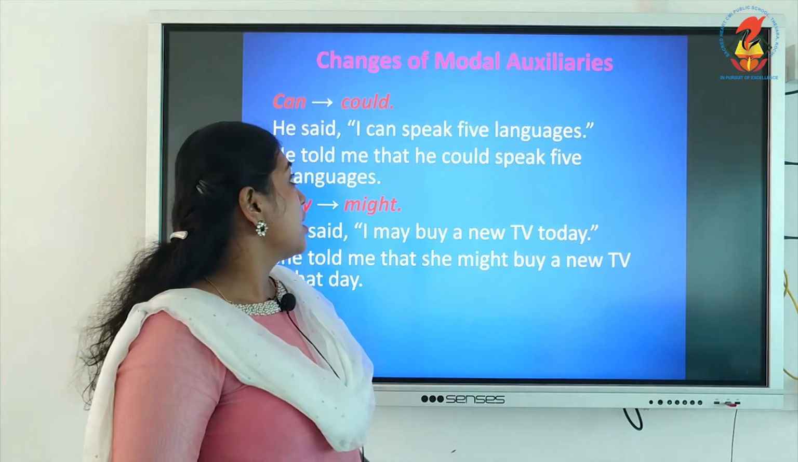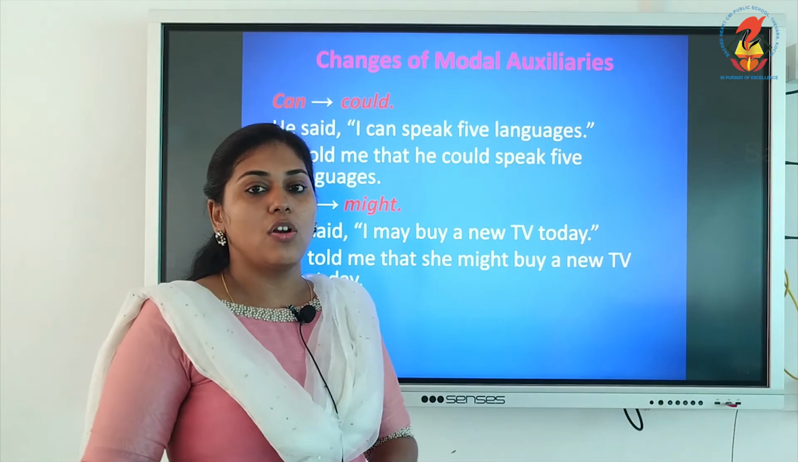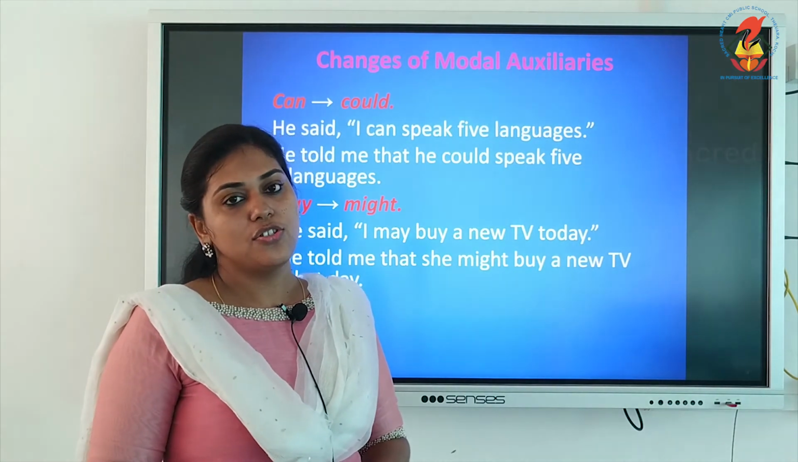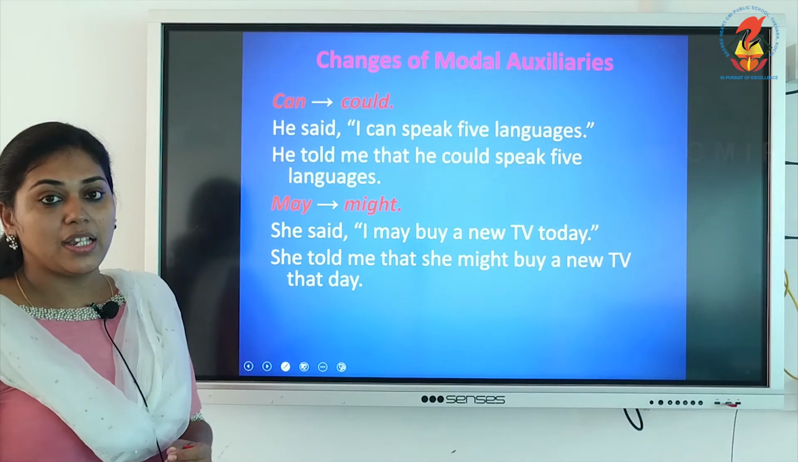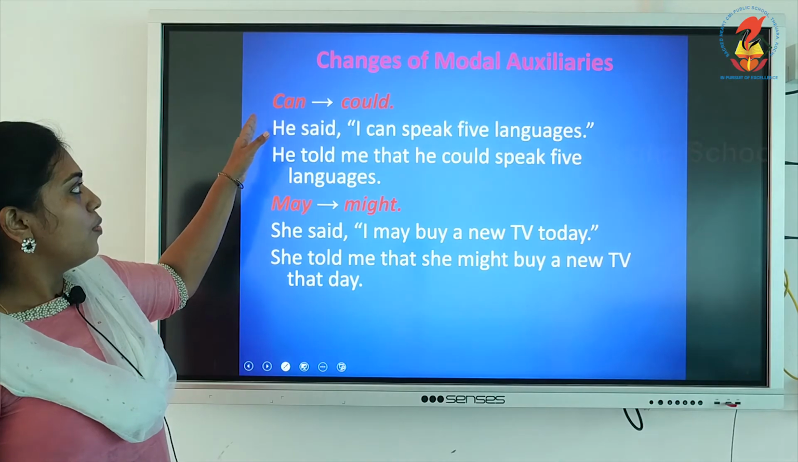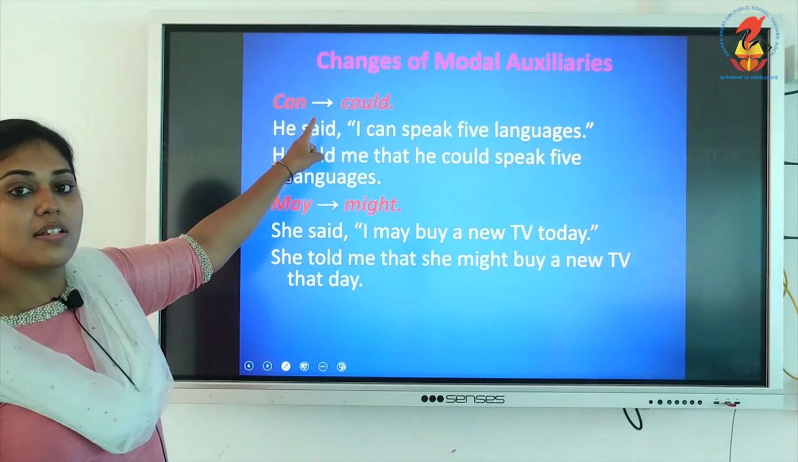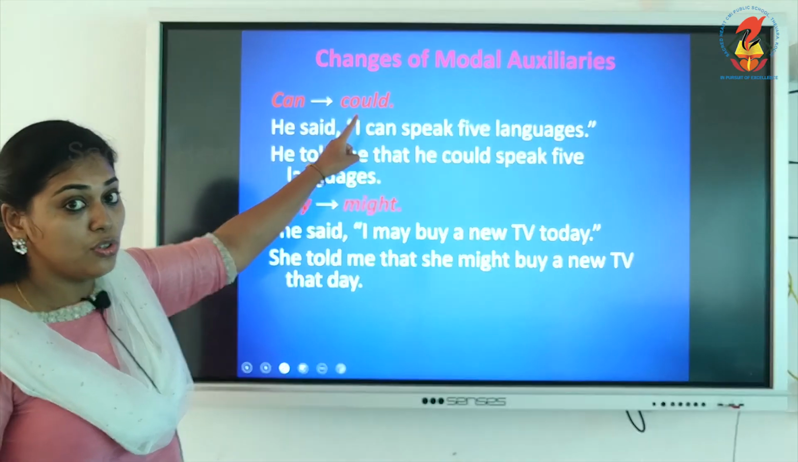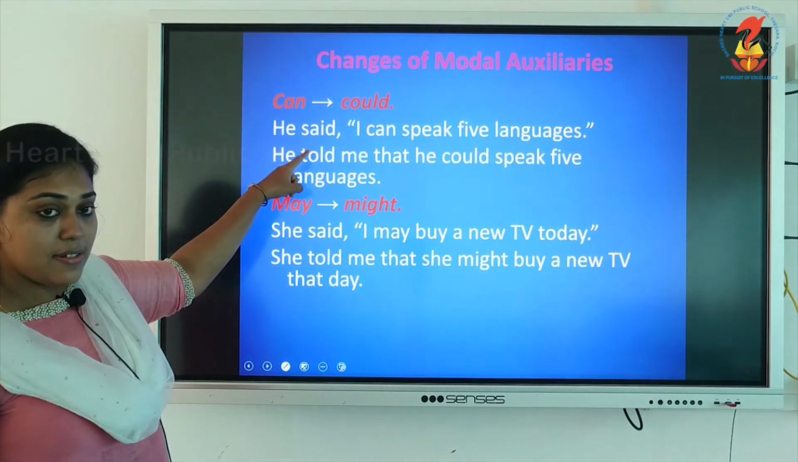Next is regarding changes of modal auxiliaries. As I said, which all are modal auxiliaries, children? Can, could, shall, should, will, would, may, might. All these are called modal auxiliaries. So when can comes in a sentence, what do we have to do? When can comes in a dialogue, we have to change it into could. Okay. So the dialogue, let's look at the example.